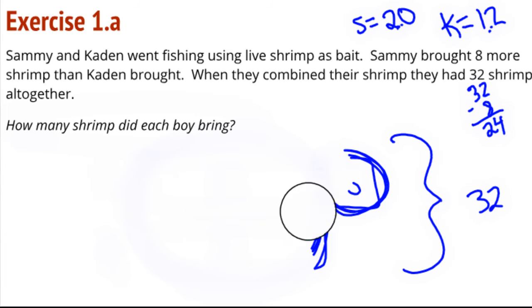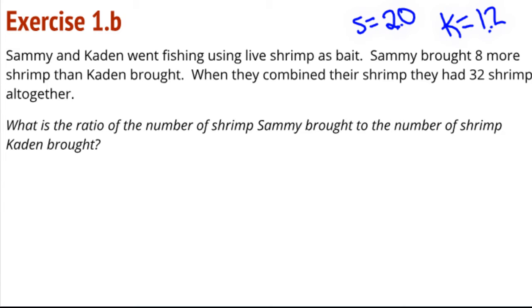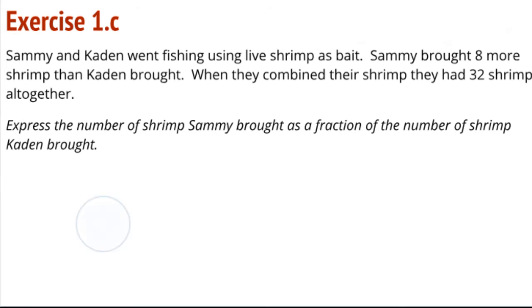All right. I'm just going to leave some notes up there. All right. So the ratio of the number of shrimp Sammy brought to the number of shrimp Caden brought. Well, I know that Sammy brought 20 and Caden brought 12. All right, so we've got a 20 to 12 ratio.